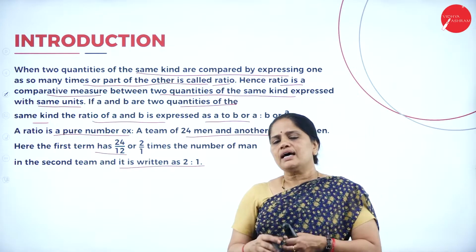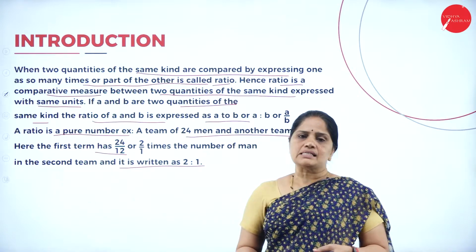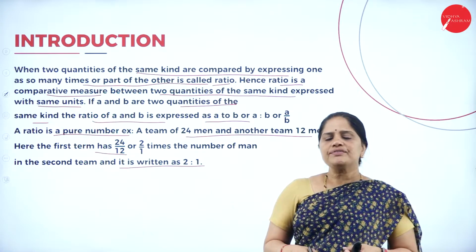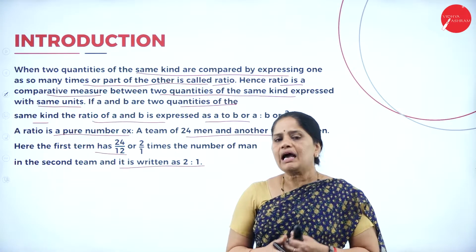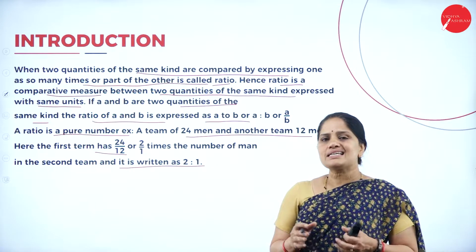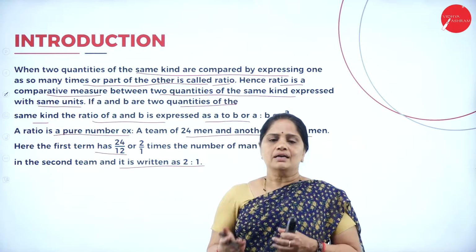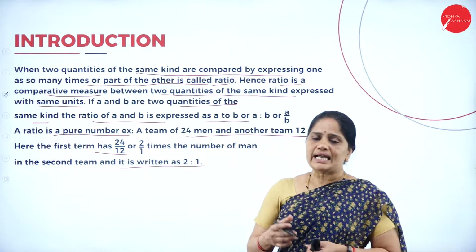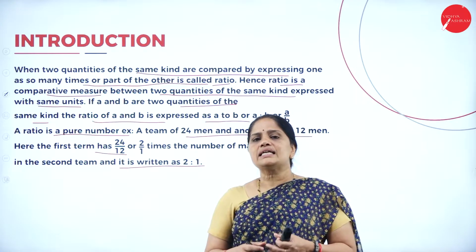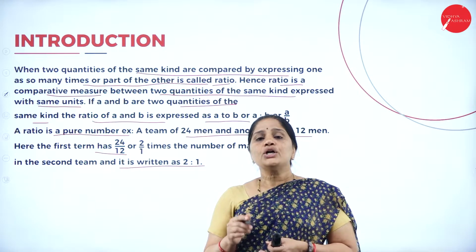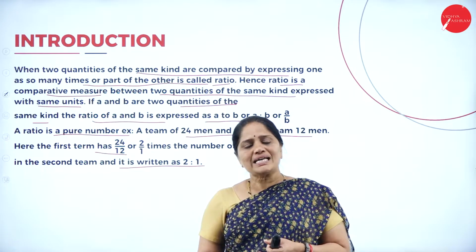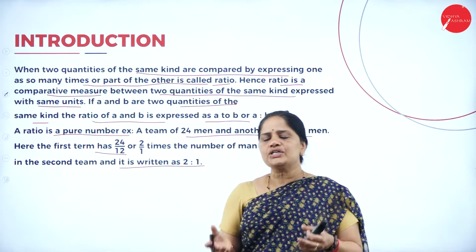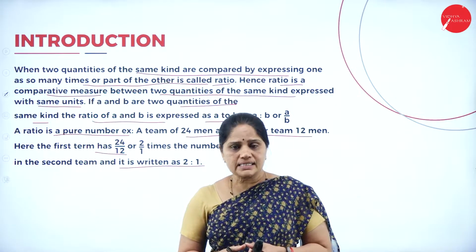Suppose I tell the ratio of boys and girls in a class. Suppose it is a class of 50 students and there are 25 boys and 25 girls, then I can say that the ratio of boys and girls in the class is 1:1. Suppose in a class of around 30 students, there are 20 boys and 10 girls, then the ratio of boys and girls in that class is 2:1. That is, boys are twice in number than the girls. So, when we write a comparison between two quantities, we call it a ratio.